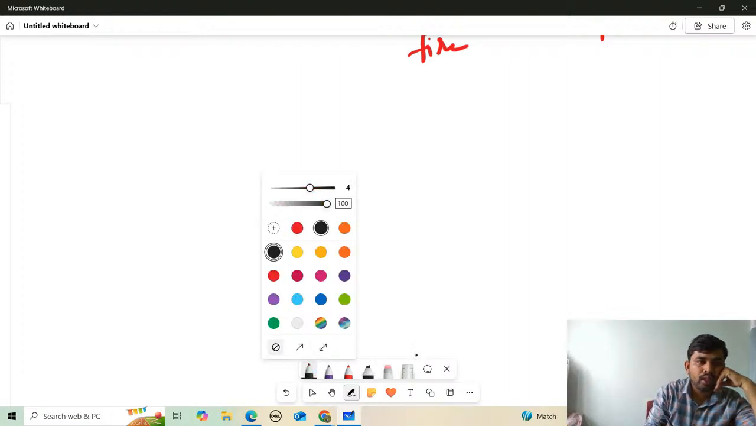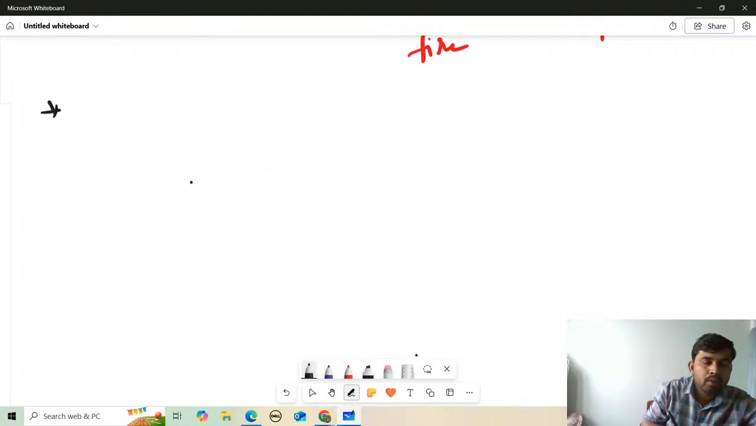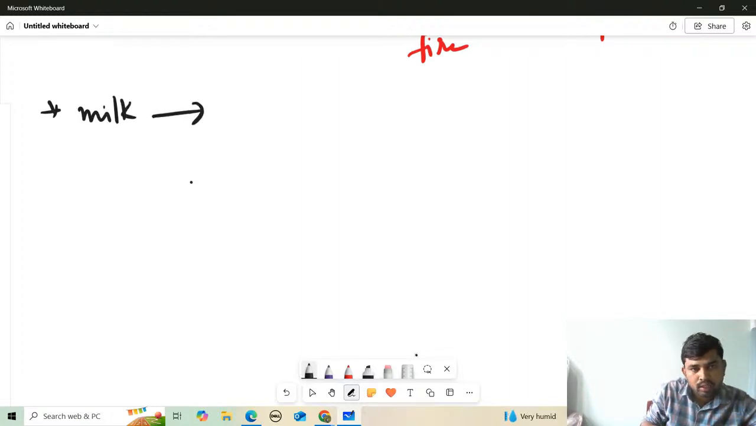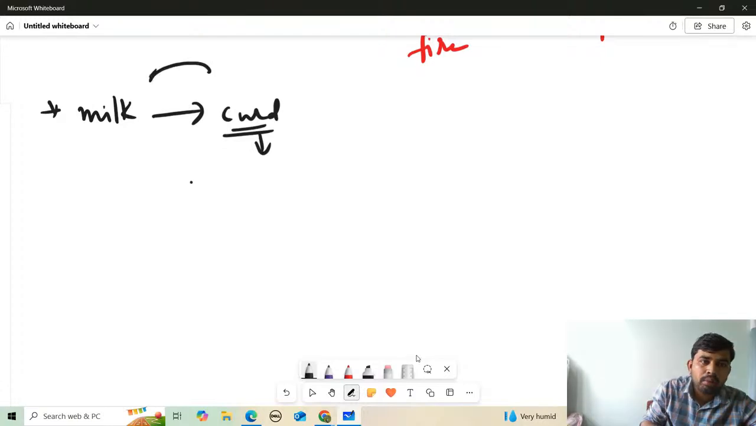So let me write here. They have given examples. This one they have given about milk. Milk is left in summer for a certain time in the atmosphere. Then it turns into curd. So you know very well the properties of curd are different and those of milk are different. That's why it also comes under chemical change.